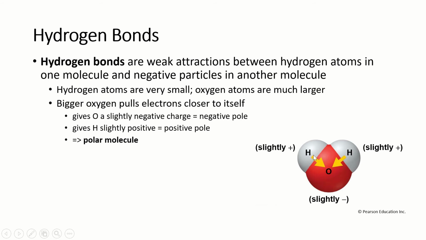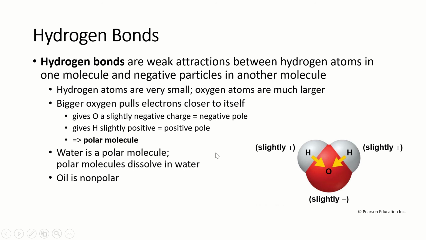The hydrogens, therefore, are slightly positively charged because even though they're sharing that electron, oxygen is sharing it more, right? Oxygen is taking more of it. So there's more negative charge toward the oxygen, more positive charge toward the hydrogen. So we have a negative pole and a positive pole to the molecule. So we call it a, wait for it, polar molecule.